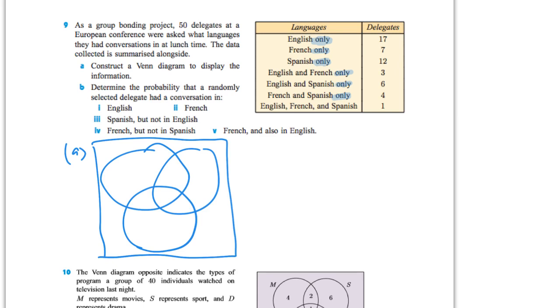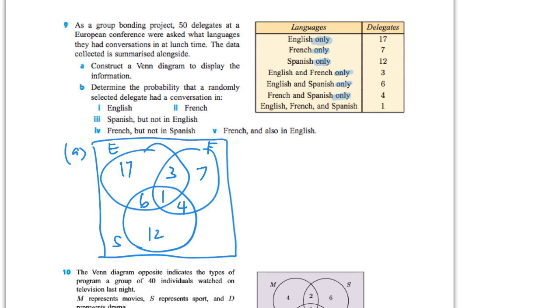So if the 3 languages are English, French, and Spanish, if 17 like English only, I get to put the 17 there. 7 like French only, 7 there. 12 like Spanish only, 12 there. English and French only is 3. English and Spanish only is 6. French and Spanish only is 4. And all 3 is 1.